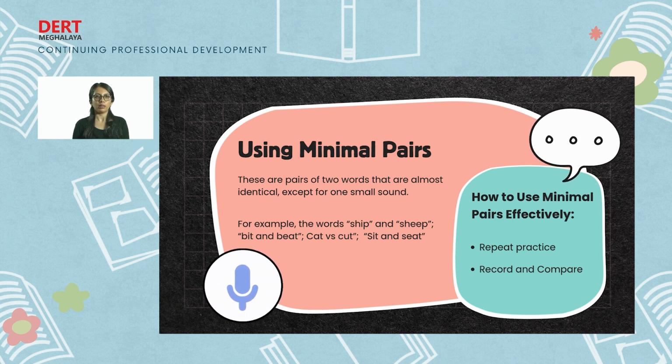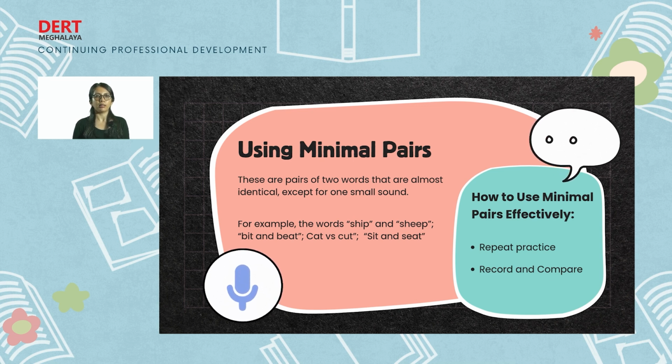By focusing on just one sound difference, learners can isolate the trouble area and correct it without getting overwhelmed. Also, by practicing minimal pairs, students can start to recognize and produce sounds correctly, which improves both comprehension and fluency. How to use minimal pairs effectively?